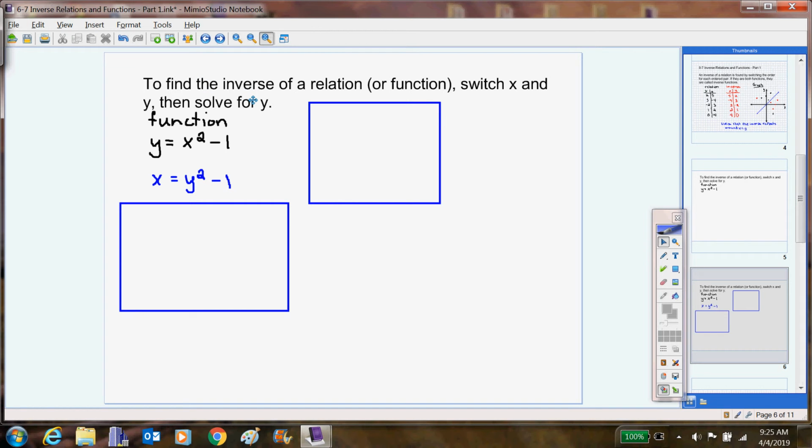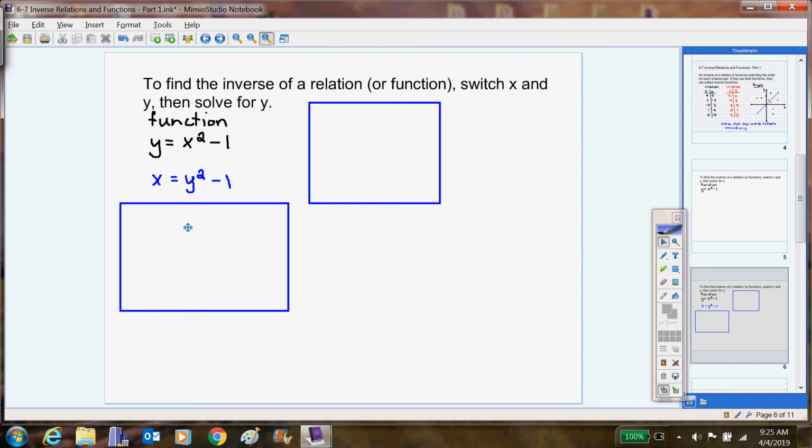Now, the ordered pairs are nice when they're in a list because you just switch all the x's and y's. But when you have an equation like this, you can switch all the x's and y's, and you're switching the billions of them. It'll give you the inverse relation.